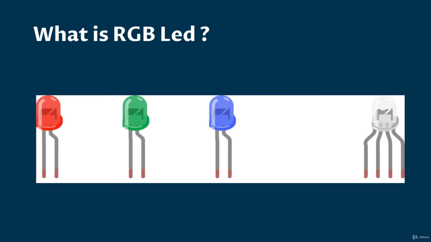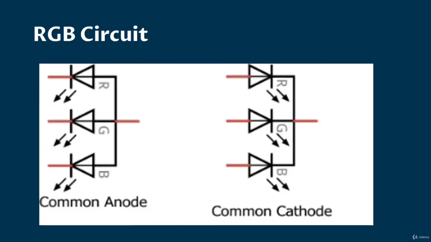But I'm getting a RGB LED with 4 pins. How? Let me show you the circuit. Whenever we combine these three LEDs together, there are two methods to combine them. The left side method is called common anode. Here the anode pins are short and connected to one pin. So there are three cathode terminals and one common.